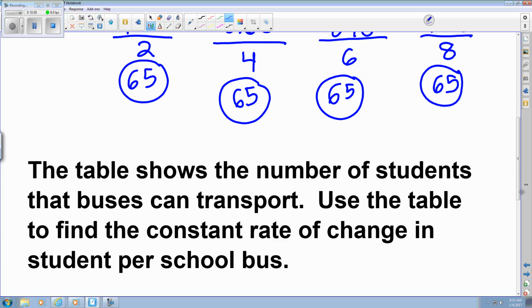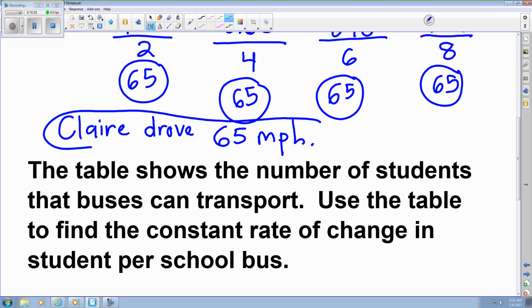Claire drove 65 miles per hour. Does that tell us what we need to know? This time it's miles per hour instead of miles per minute. Is it reasonable to think that she could drive 65 miles per hour? Do people drive 65 miles per hour? Yes. When the speed limit's 65, they drive 65 miles per hour. That's usually what the speed limit is on a 4-lane highway anymore. I think that's a reasonable explanation.